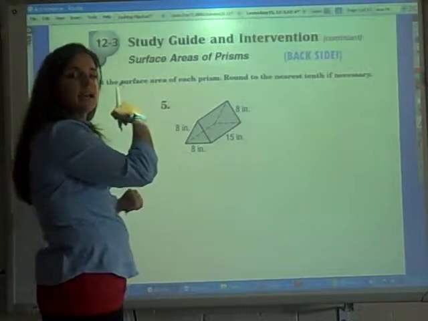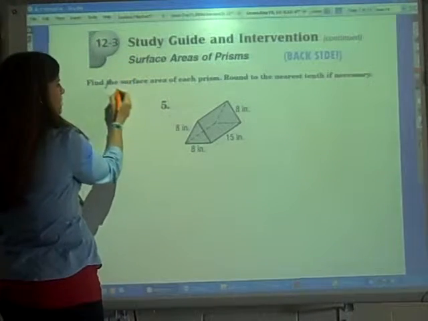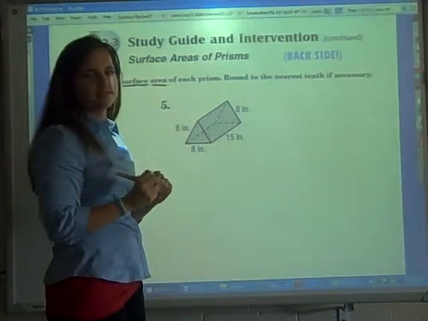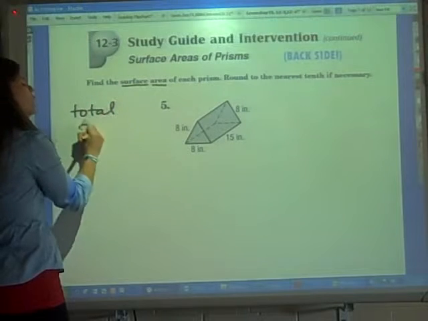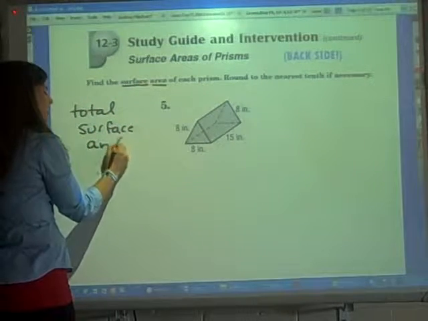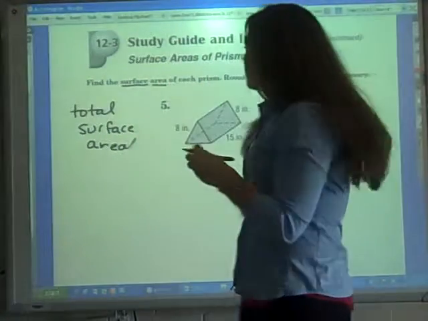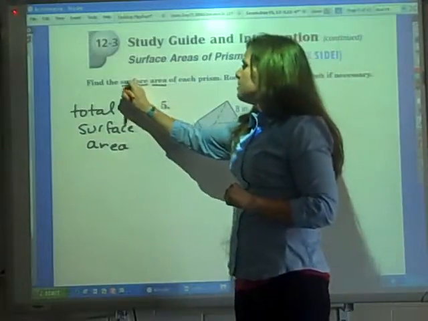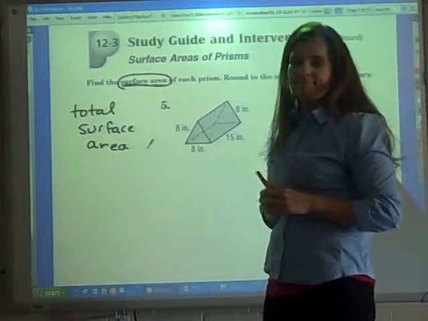On the front side, it asks you for a lateral area. Look at your directions on the back side. Find a surface area. Okay, so if it just says find surface area, it's talking about the total surface area. So it's talking about all of the faces as well as the bases in this one. Remember, the lateral part does not include the bases, but if it says just surface area, we're doing everything.